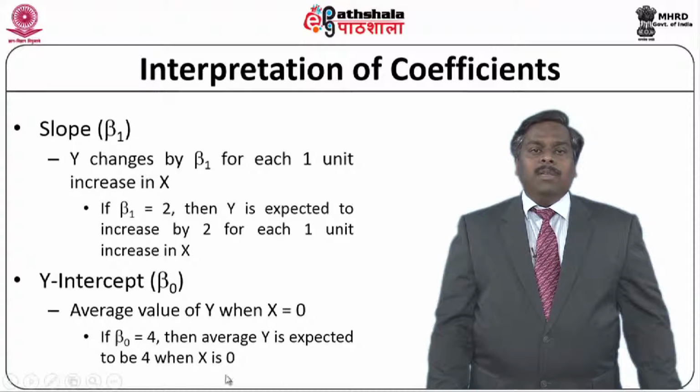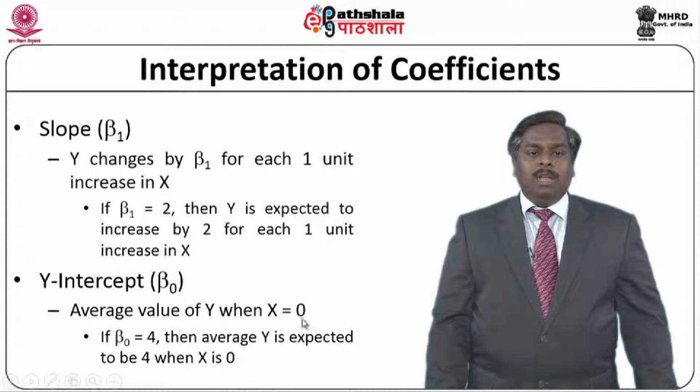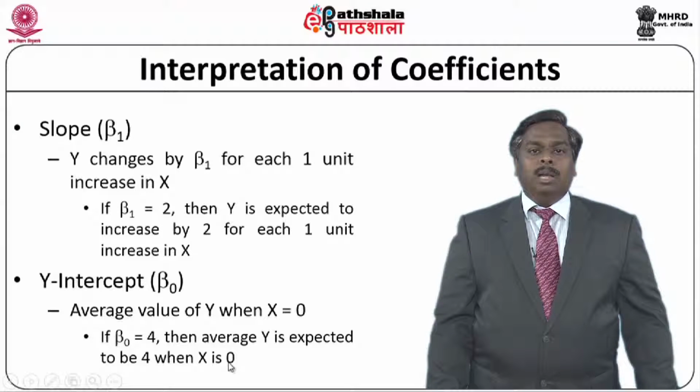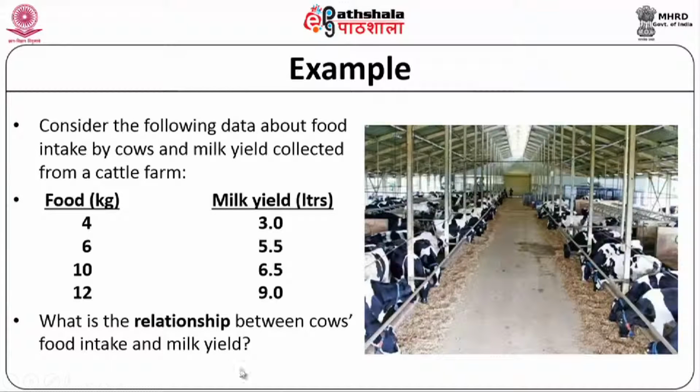Now, with these inferences, we can make a lot of conclusions from our given data set, and these inferences will help us to better understand to what extent there is a linear relationship between the independent variable x and the dependent variable y. So, let us take an example. Consider the data given here. Assume this data is collected from a nearby cattle farm, where the food intake by cows is given in kilograms and the milk yield is given in liters.